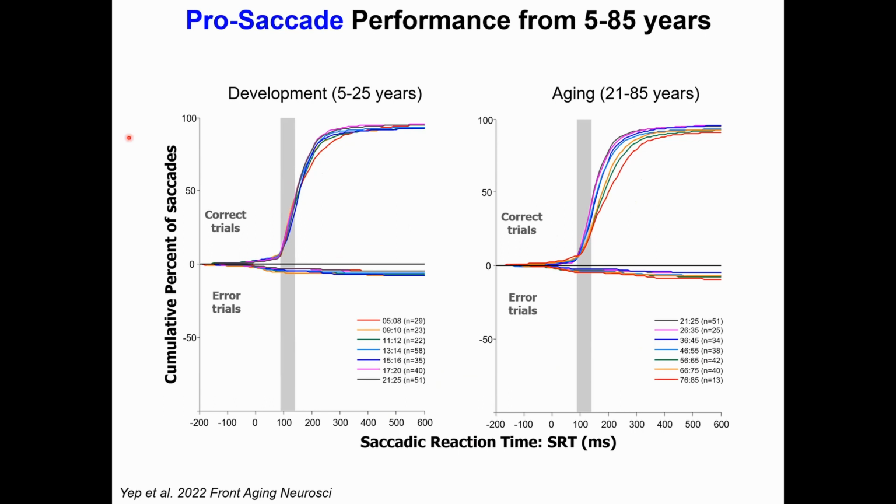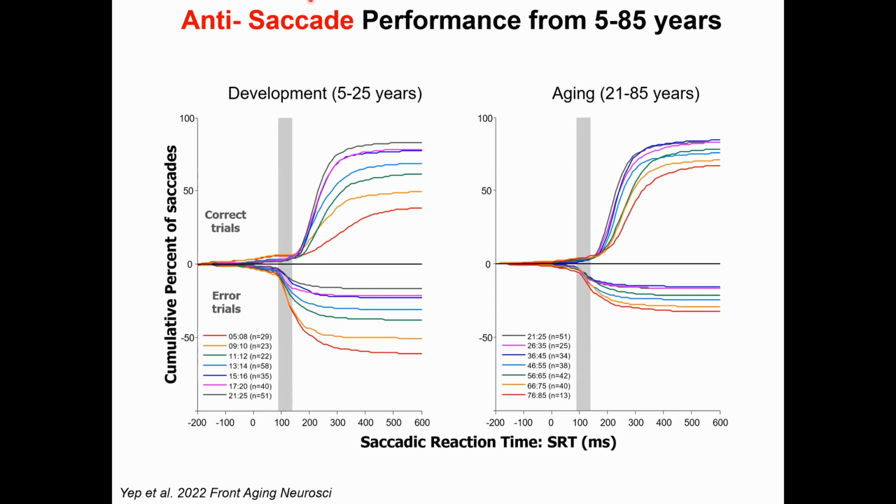Okay, so if I put all that together, this slide is only showing pro-saccade performance. This is showing all of the age groups that went from age 5 to the early 20s. And then this is for the aging cohorts that went from the early 20s into the mid 80s. And you can see here with the children, no change in behavior in the pro-saccade task at all. We can see this slowing down as we age, especially over 55 years of age.